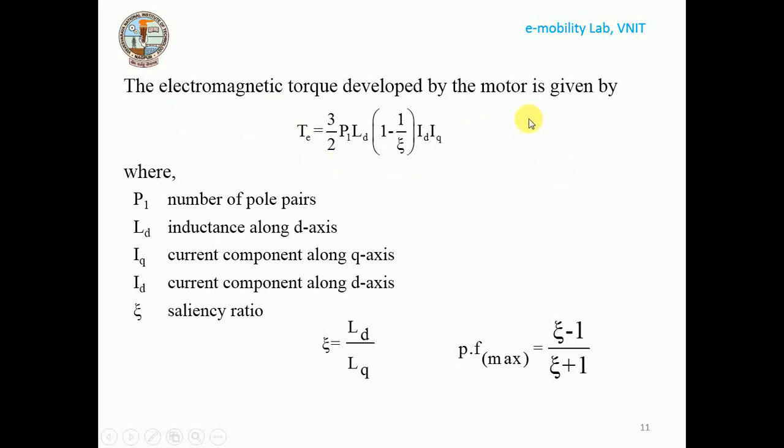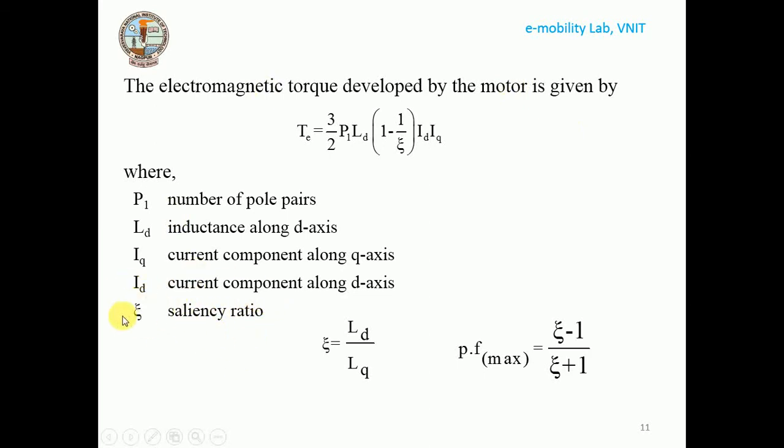The torque developed is the same as for the IPM motor, that is, the interior permanent magnet motor. Here the permanent magnet component is absent, only the reluctance component is present. So this is given by 3/2 P1 LD (1 minus 1 by zeta) ID IQ. These are the terminologies. P1 stands for the number of pole pairs, LD is the inductance along the D axis, ID is the current component along the D axis, and IQ is the current component along the Q axis. Then zeta is the saliency ratio.